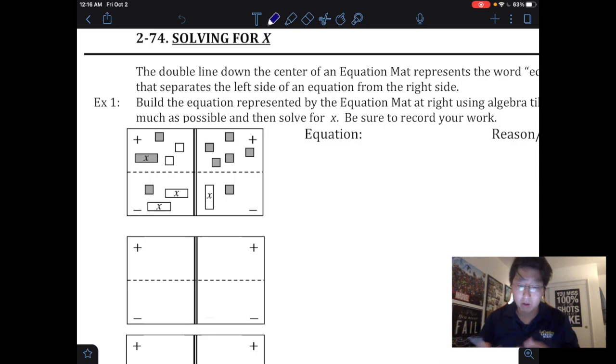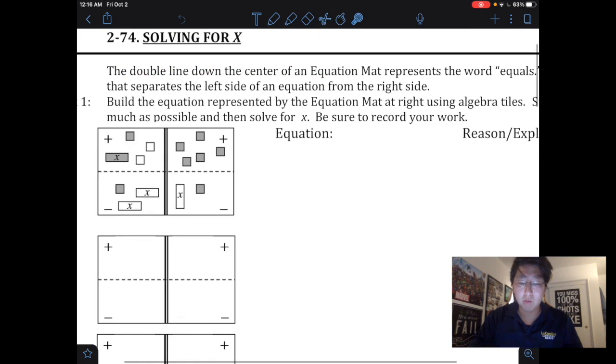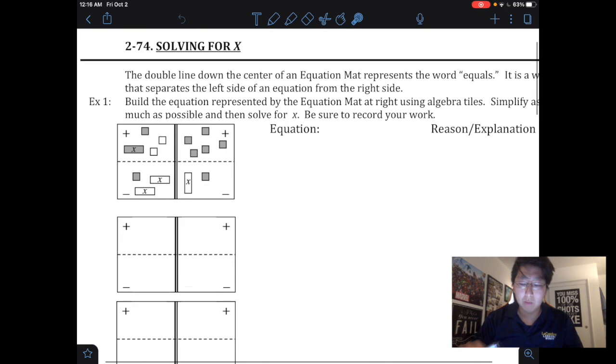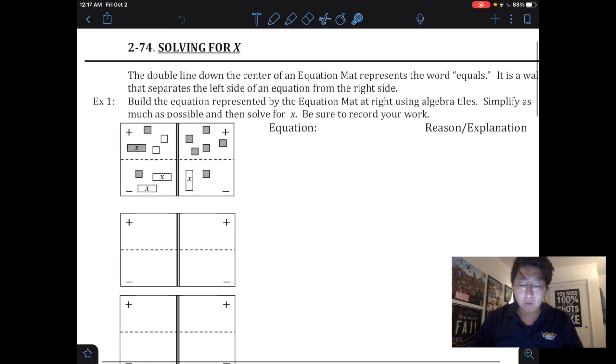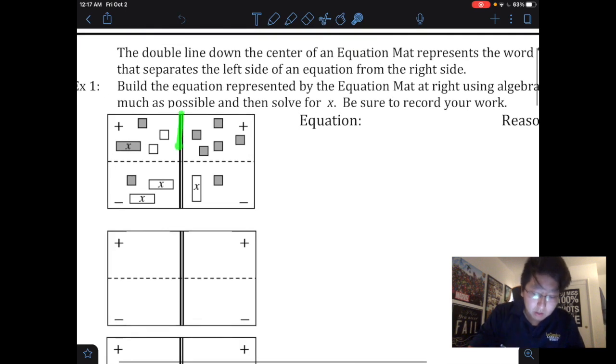So right now I'm just reading my iPad. The double line down the center of this expression mat represents the word equals. It is a wall that separates the left side of the equation from the right side. I want you to notice right here, the double line. This double line is representing an equal sign.